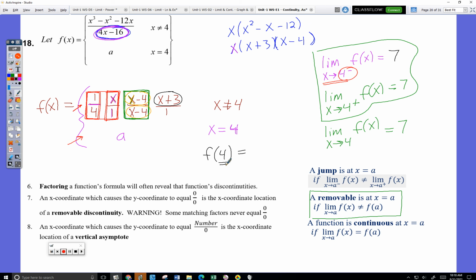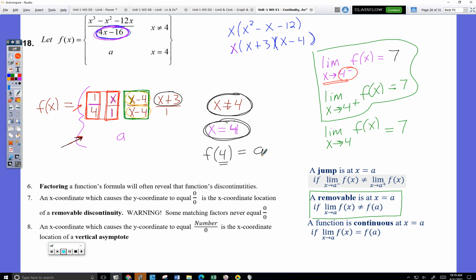So this is telling you, you're okay. Look. This is telling you that you're only allowed to use values of x that are not 4 when you use the top formula. This says use the bottom formula when the x value is exactly 4. Okay, so what goes here, Maddie? We're using the bottom formula. The bottom formula says when x is equal to 4, the y-coordinate is a.